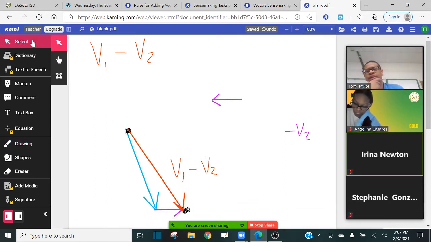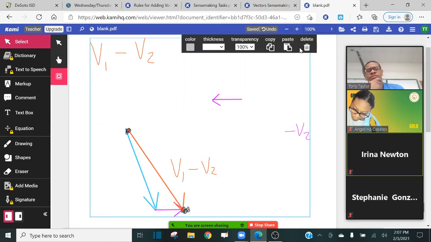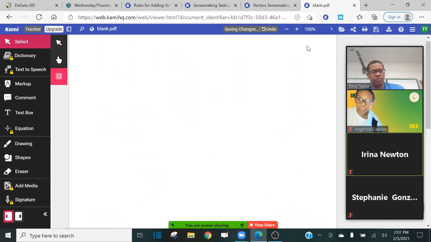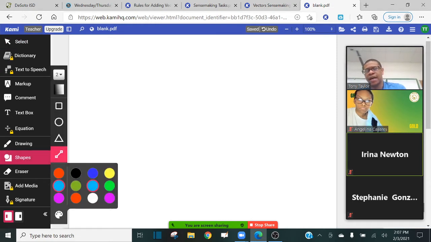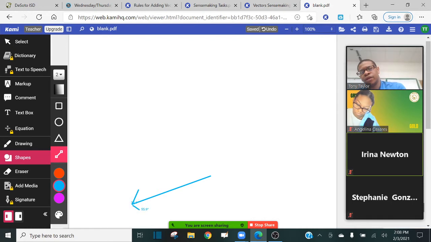All right, guys. So everybody got that? Let me just do one more example before we move on. So suppose I give you guys a vector that looks like this. We're going to call this vector V1.